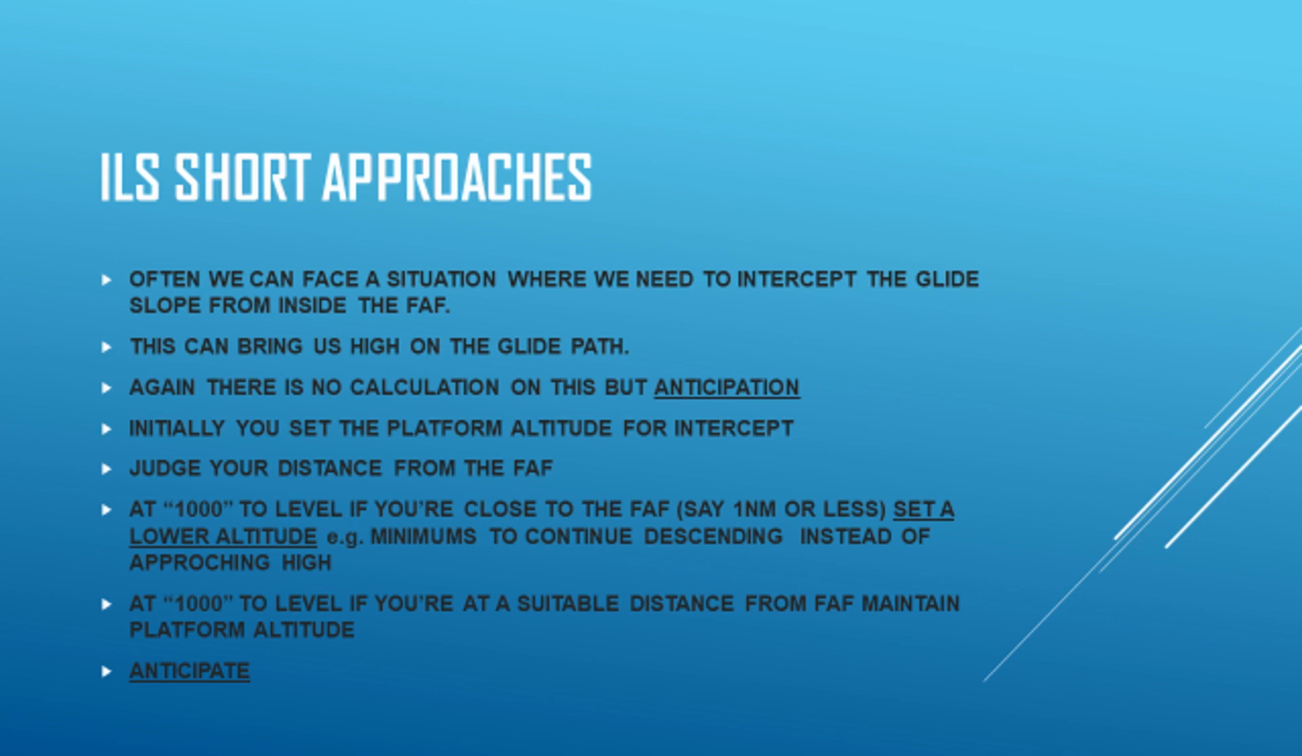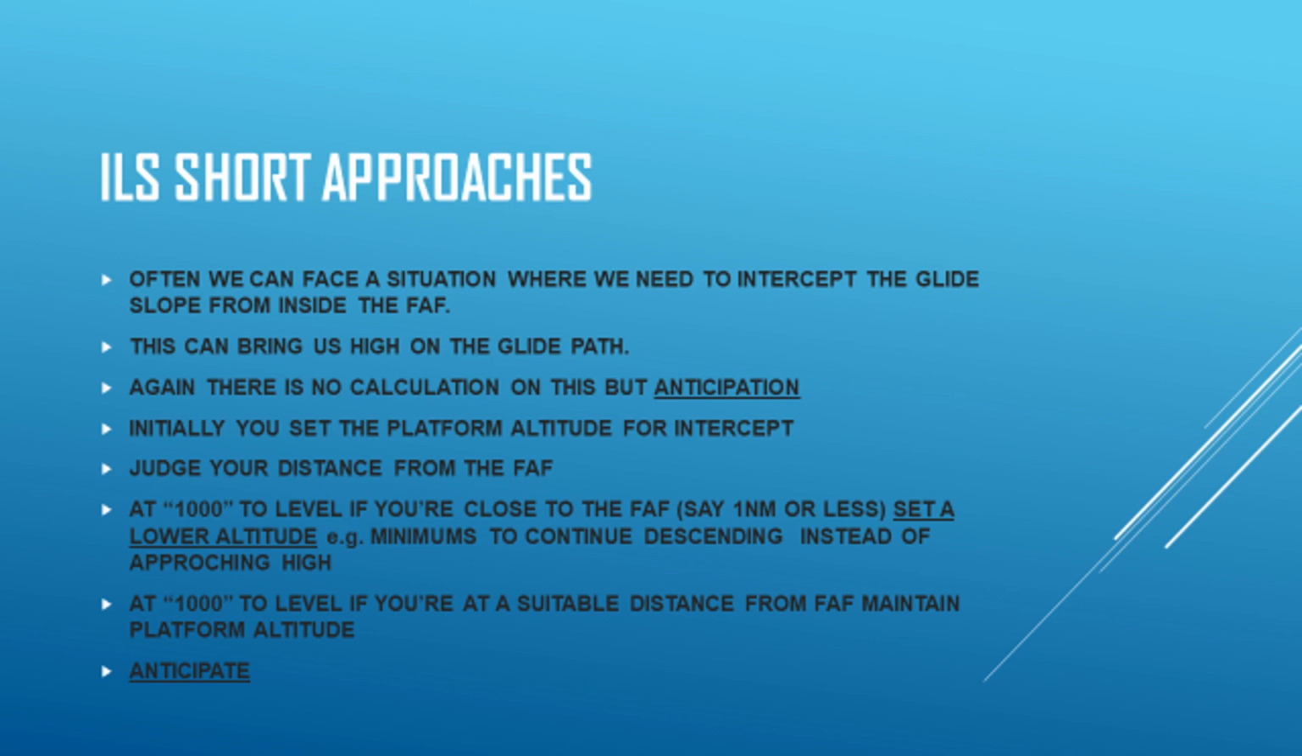So initially, when you are cleared for the approach, you set the intercept altitude, the platform altitude you call it, for the ILS, which is on the chart. Now, as you're coming on the center line, you are looking at your distance from the final approach fix. Then your radio altimeter will say 1000 feet to level, or it's going to give you the beep sound in many aircraft, that is one to level. From there, you look at your position and see, okay, if I maintain the platform altitude, I may come high. I will level off at a higher than required altitude.